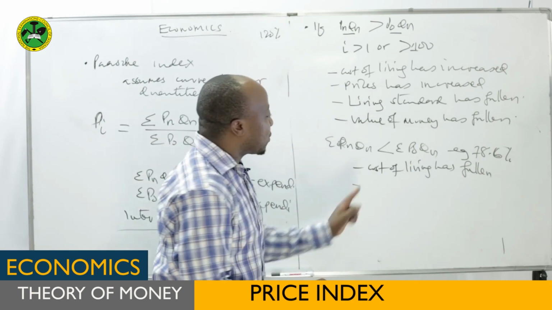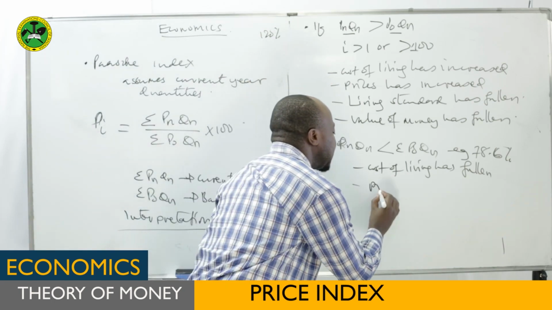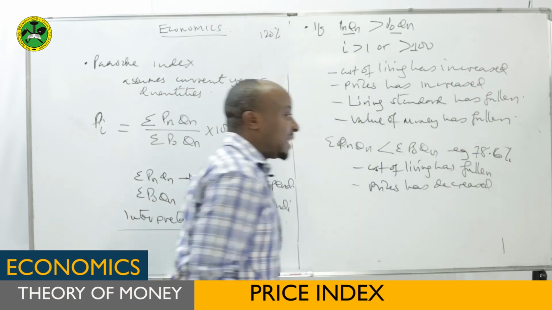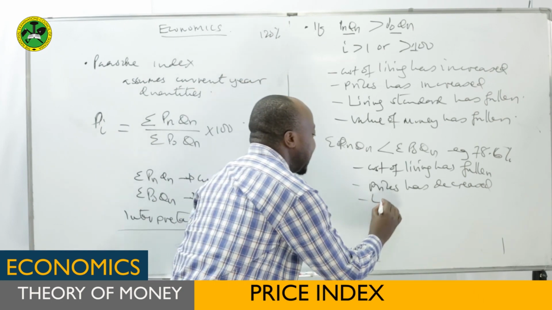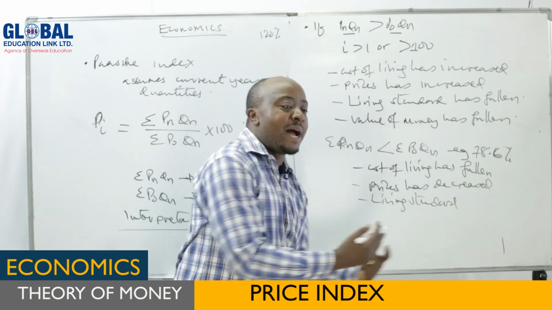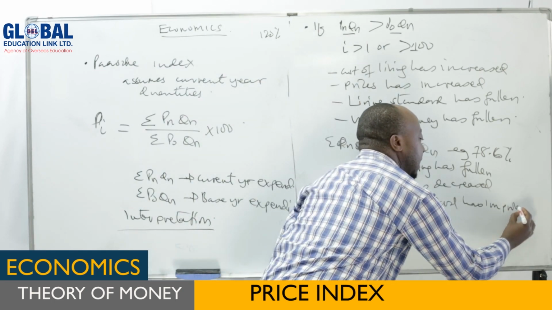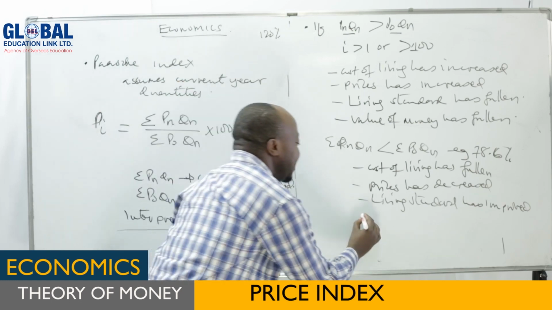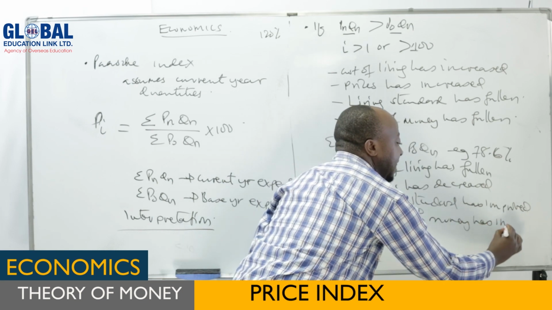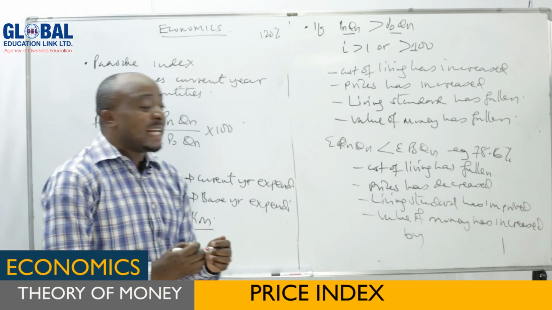That means if cost of living is declining or falling, the prices are also falling. So prices have decreased by that rate. Again, we can say living standard: if prices are falling, individuals are capable of buying more. So living standard is increasing. Living standard has improved again by that rate. Likewise, value of money has increased by that one. Remember we said the value of money is inversely related to price.